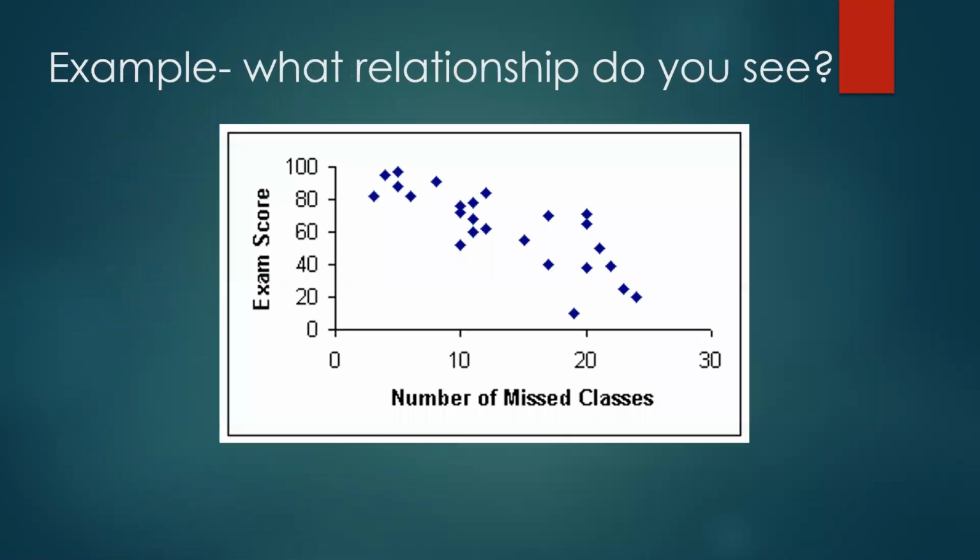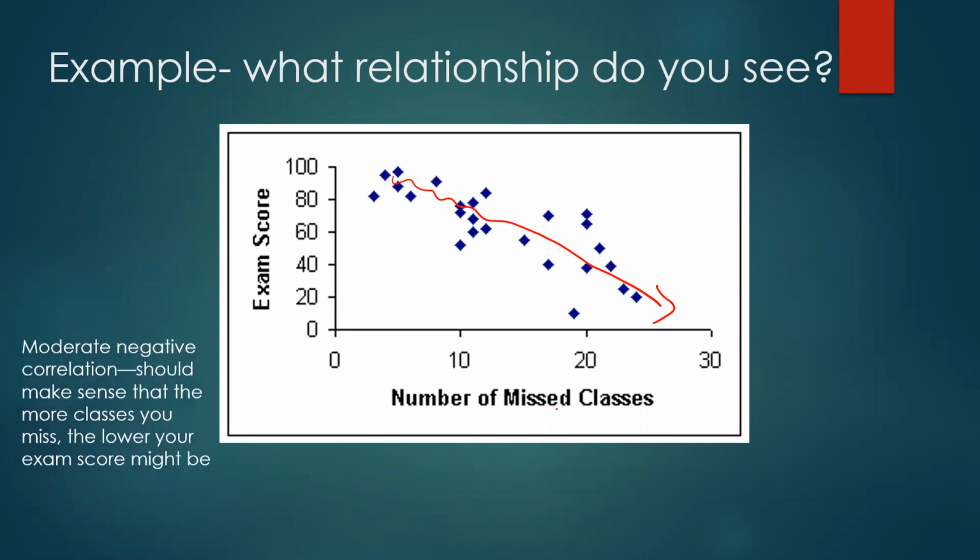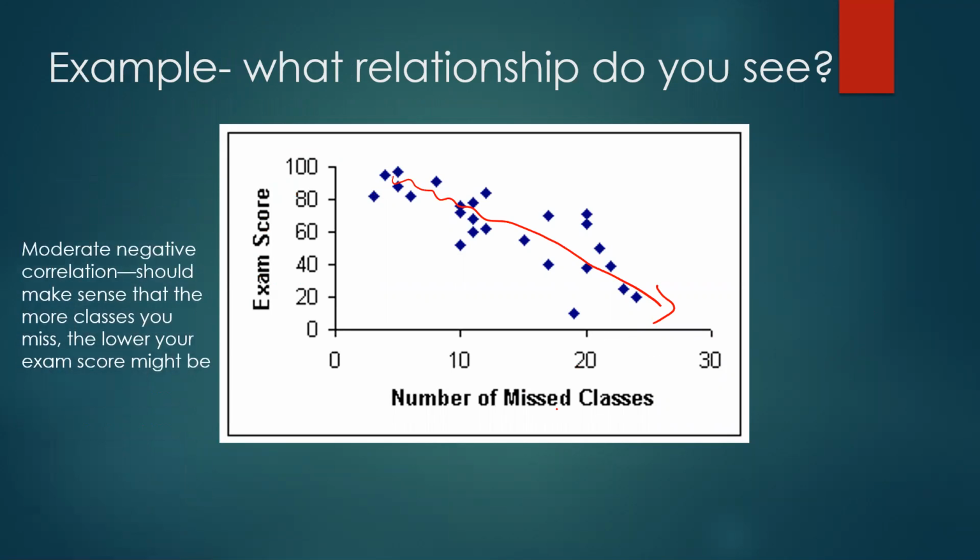So let's look at a couple quick examples and see what relationship we see. Obviously here we see that the number of missed classes and the exam score seem to have some sort of relationship with each other. And generally what we're noticing is that as the number of classes you miss keeps increasing, your exam score will decrease. So the more classes you miss, the lower your score. That should hopefully make sense, because if you're missing class, you won't really know what's going on.